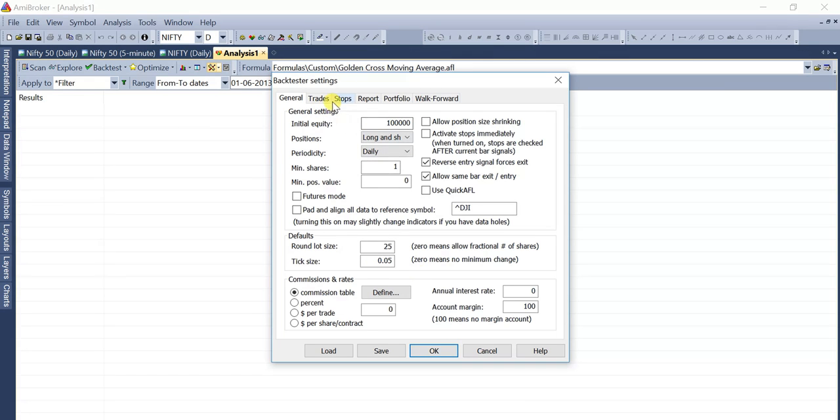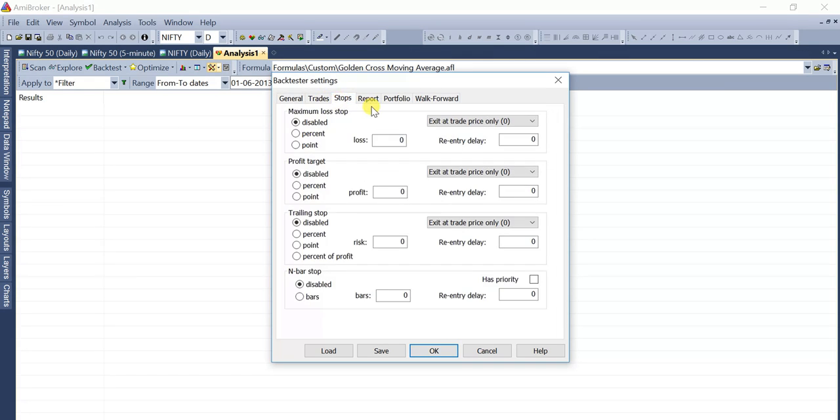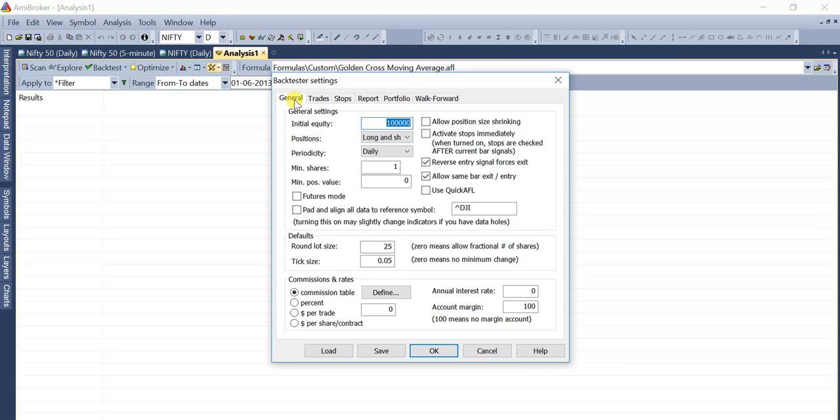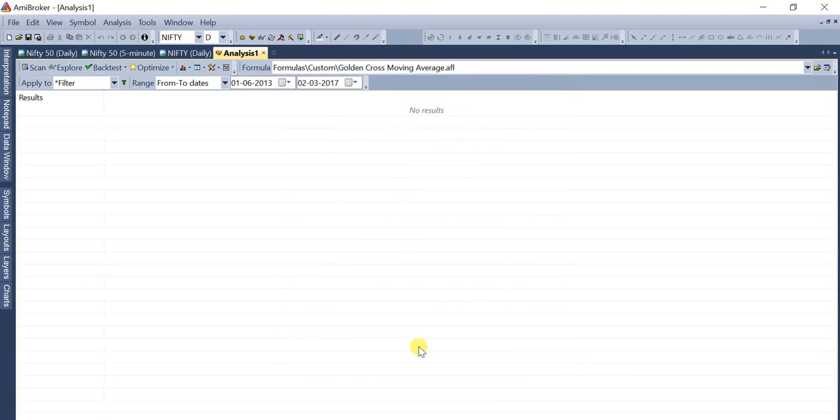And all the settings keep default, do not change anything in it. Click on OK. Then the other thing is what time frame you are going to backtest. So I have data from 2013 till date, 2nd March 2017. So I will backtest this range.